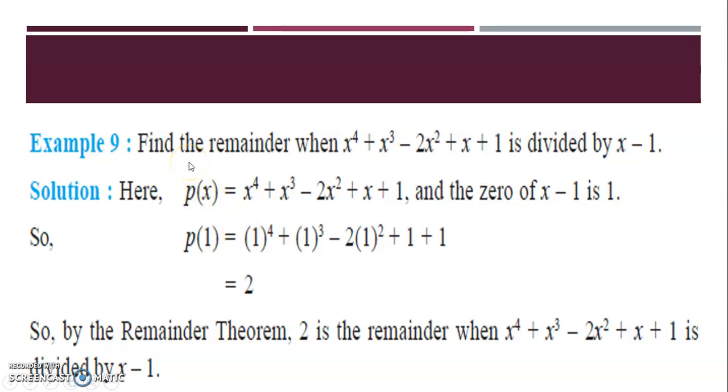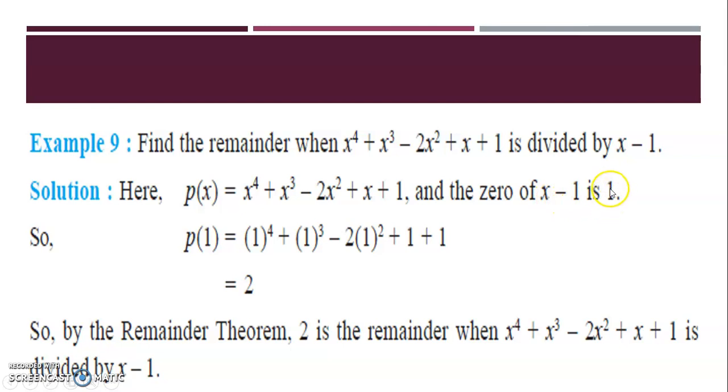For example, this is why this theorem helps us. One example where this theorem is useful is: find the remainder when x to the power 4 plus x cube minus 2x square plus x plus 1 is divided by x minus 1. If we do this with the long division process, it will take so much time. So instead of that, we find the 0 of the divisor. The 0 of x minus 1 is 1.